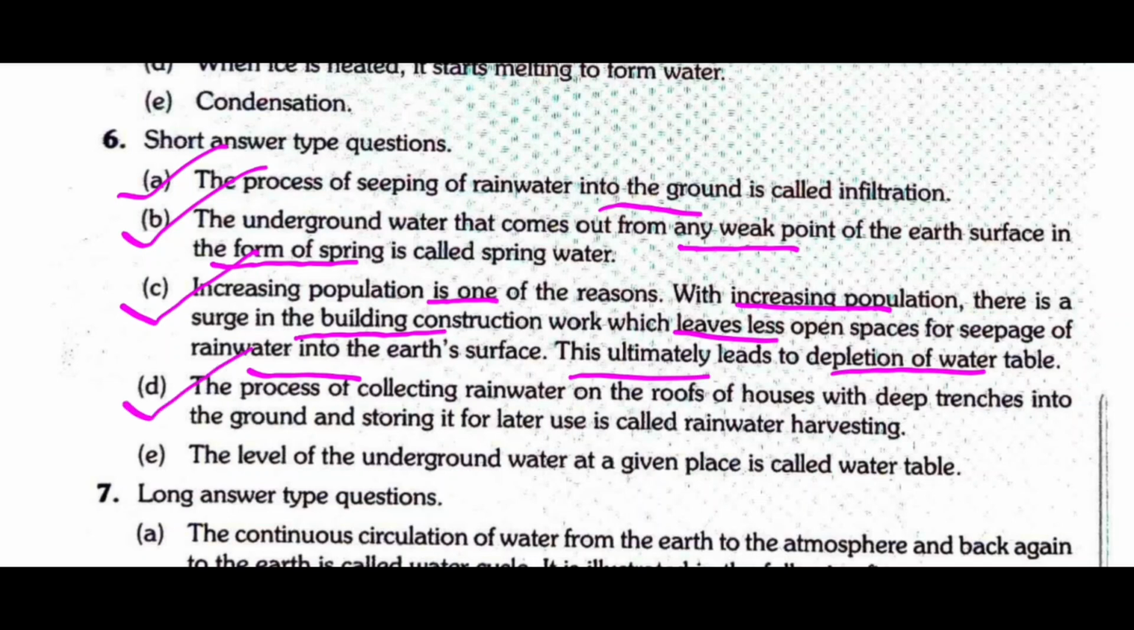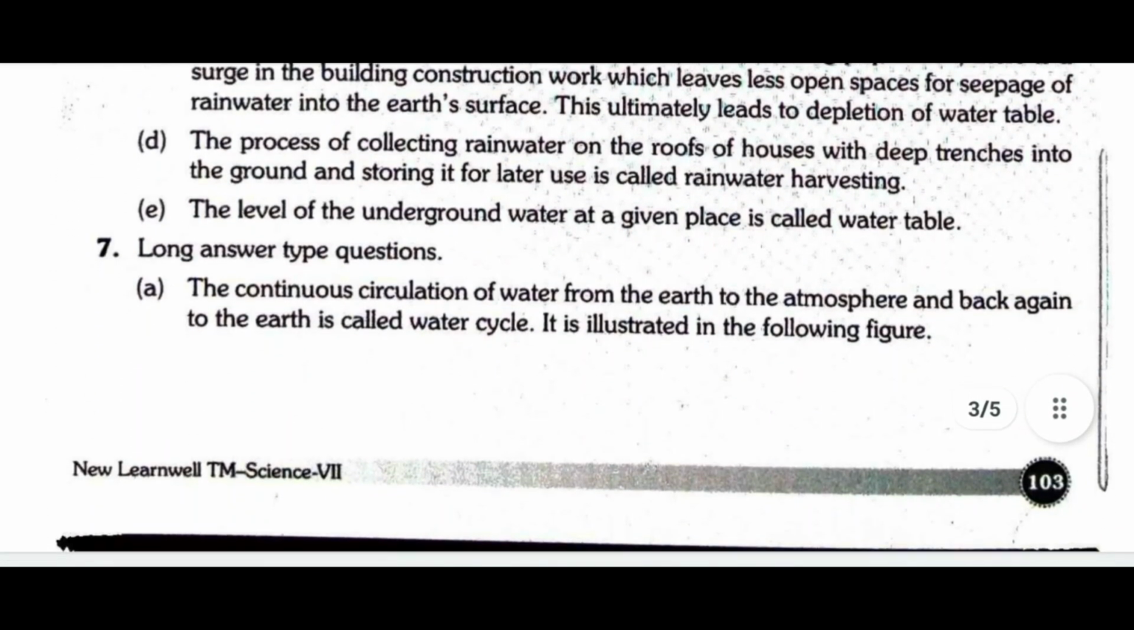Okay, question number D. What is rain water harvesting? The process of collecting rainwater on the roofs of a house with deep trenches into the ground and storing it for later use is called rain water harvesting. What is water table? The level of underground water at a given place is called water table.